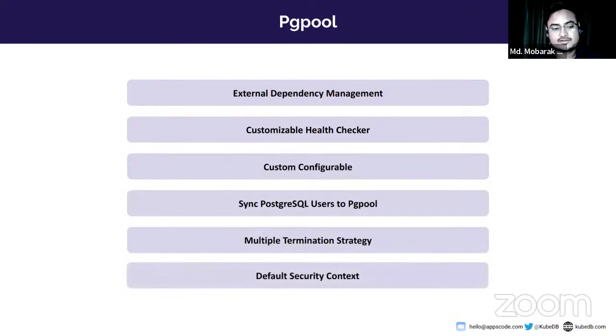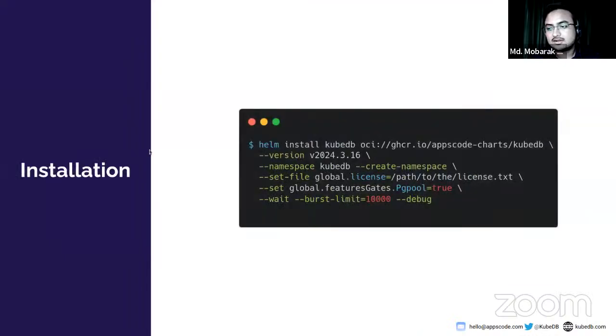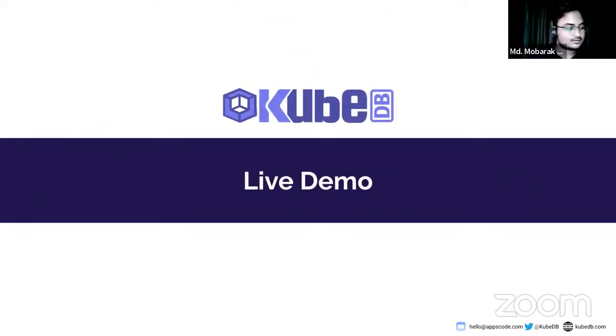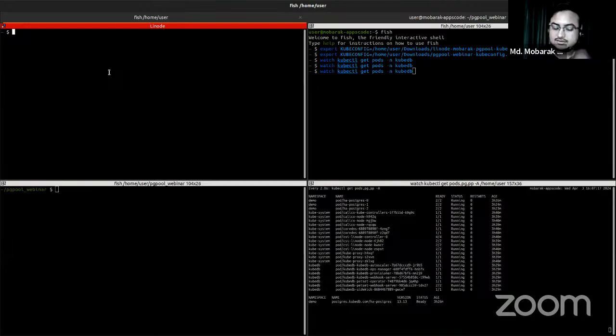We also have a default security context where we can enforce Pgpool pods and containers to use non-root users, and KubeDB Pgpool has the capability to run in a restricted namespace environment. So with this command, you can install Pgpool on your cluster. Also, the links will be given in the description for detailed info. So now let's dive into the live demo session. Okay, for the cluster, I'm using a kind cluster here.